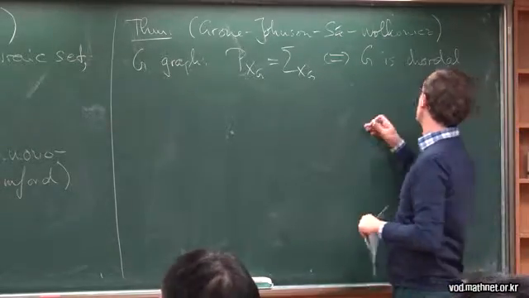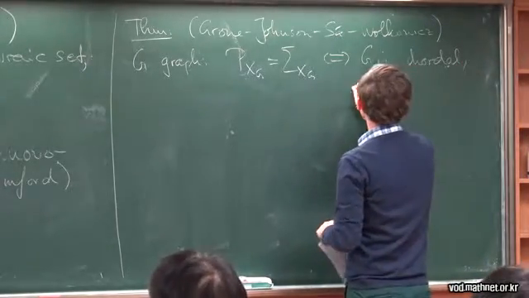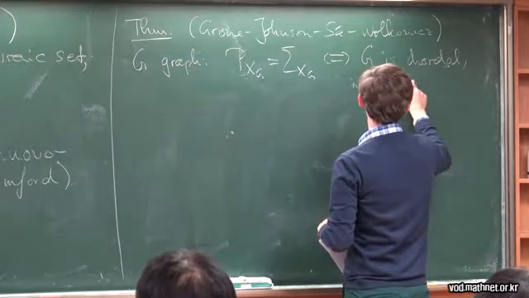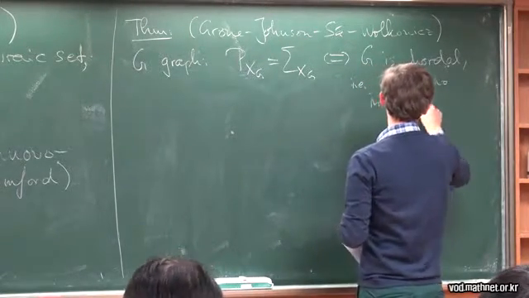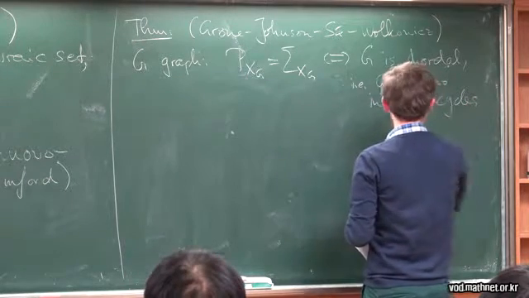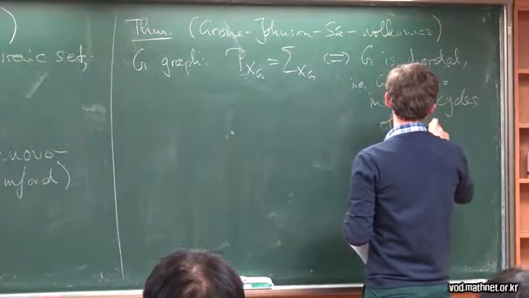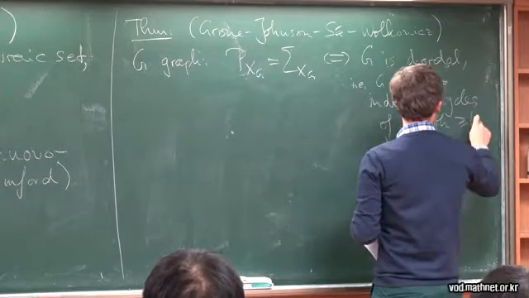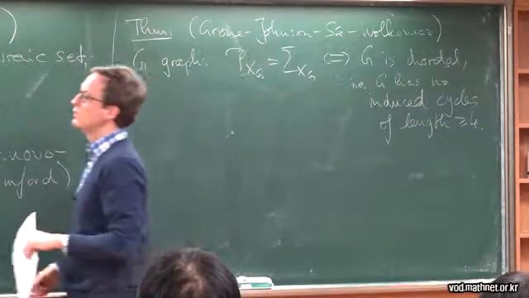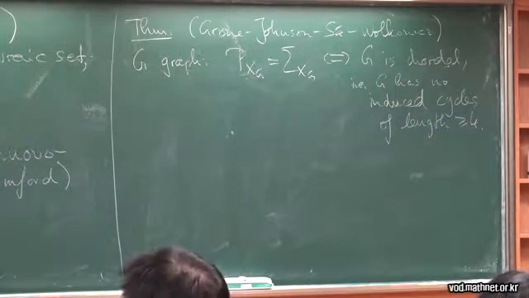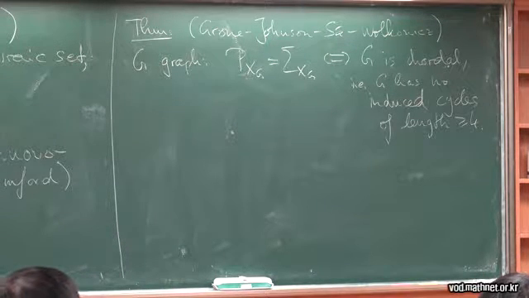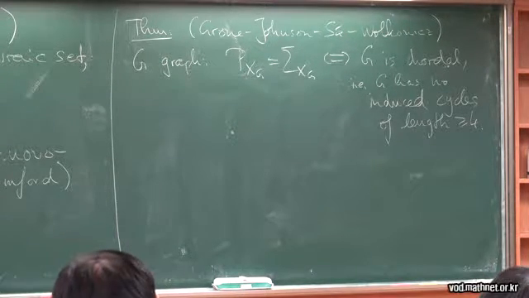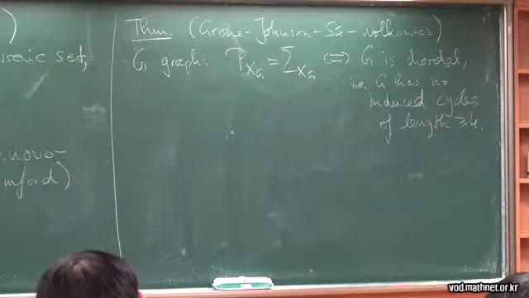Chordal means G has no induced cycles of length greater than or equal to 4. So this is not a chordal graph. In this case, it's not enough just to look at these 2 by 2 blocks. There are more conditions on a matrix to have a positive semi-definite completion.